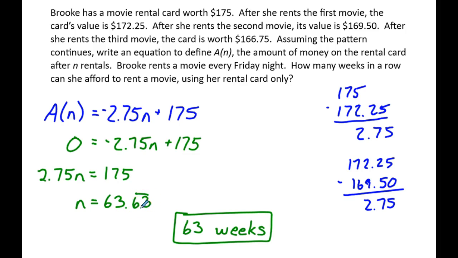So now we want to determine how many weeks in a row can she afford to rent a movie. Well, we have to actually round that down to 63 weeks. We can't go up to 64 because she would not have enough money on the card to rent a movie on that 64th week. So 63 weeks, that's how many weeks in a row she can go renting a movie each Friday when the cost of each rental is $2.75.